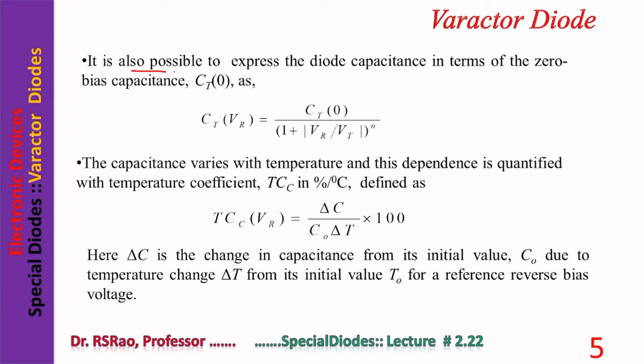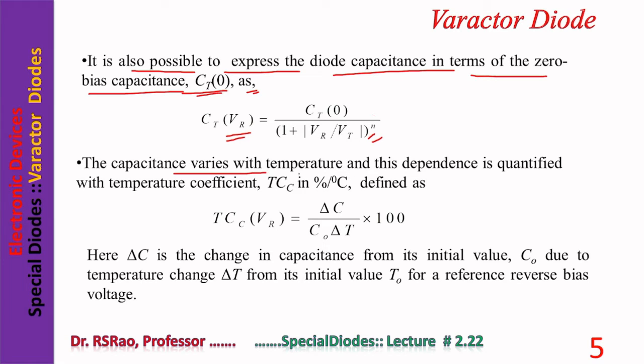Some more points. It's also possible to express diode capacitance in terms of zero bias capacitance, CT of 0, as CT of VR is equal to CT of 0 by (1 plus mod VR by VT) whole power n. Either one can be used.